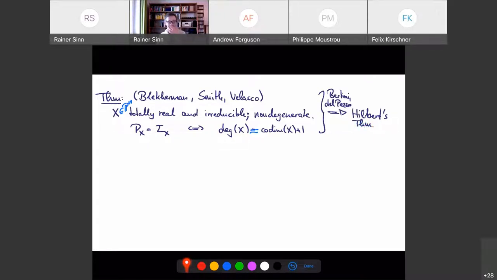Okay, and this theorem by Blekherman, Smith, and Velasco implies the original Hilbert's theorem by a classification theorem in algebraic geometry by Bertini and Del Pezzo. What you have to do to recover Hilbert's theorem is look at those X's that are Veronese embeddings. You have to check which Veronese embeddings satisfy this property that their degree is equal to codimension X plus one, because restricting to a Veronese embedding is the same constraint as saying we fix the number of variables and we fix the degree, but nothing else, no other information. And which Veronese embeddings satisfy this can be found in this list by Bertini and Del Pezzo.